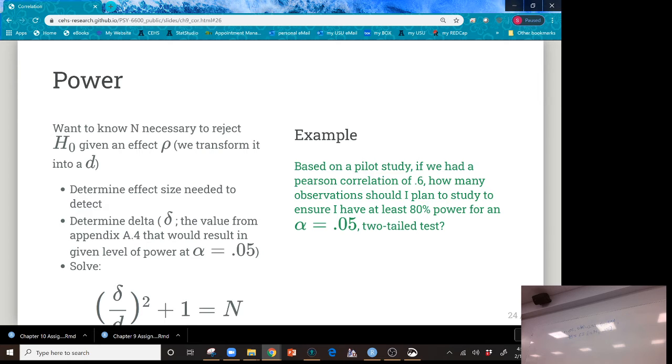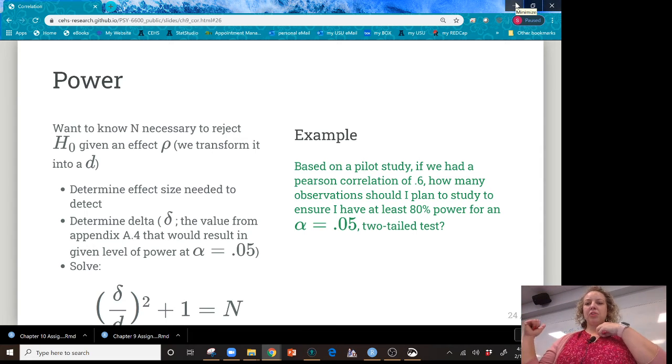So if I wanted to do a study, I want to check the pilot, I went out and got a little bit of data, and in that sample, I saw the correlation was 0.6, and I want to know how many people should I plan to recruit for a full-blown study if I want to have 80% power for a 0.05 two-tailed test. Now, we could use that formula, or let's do what we do in real life. Let's do G-power, shall we?